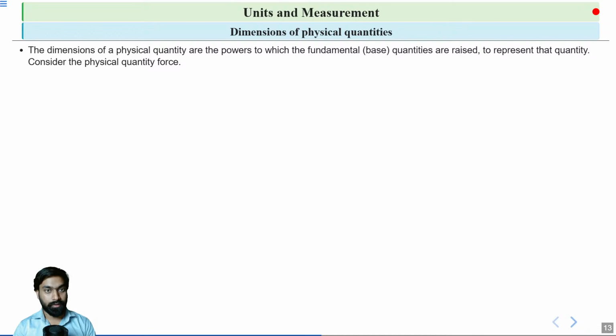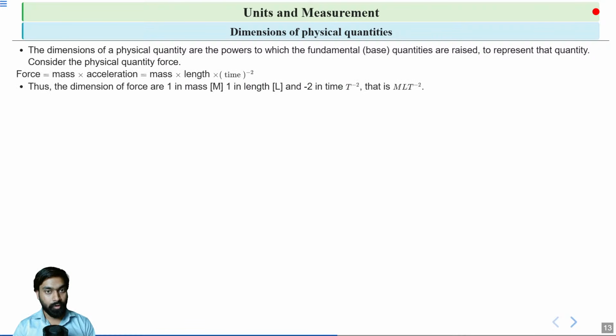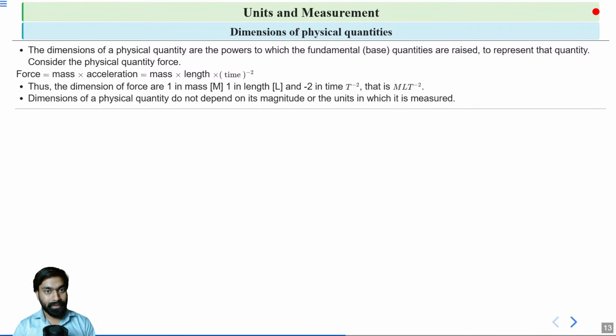Dimensions of physical quantities. The dimensions of physical quantities are the powers to which the fundamental base quantities are raised to represent that quantity. Consider the physical quantity force. Its dimensional formula is M L T raised to the power minus 2. Dimensions of a physical quantity do not depend on its magnitude or the units in which it is measured.